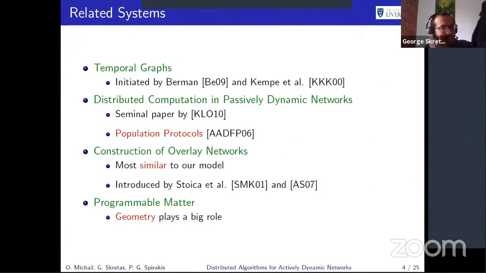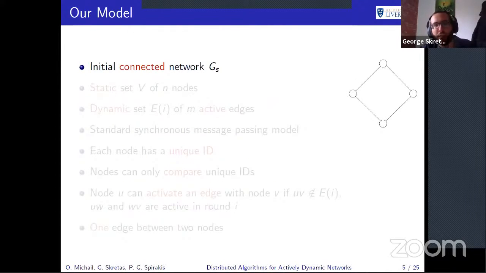So here I have some related systems, obviously temporal graphs, population protocols. I'm not going to stay here because the presentation is quite long. I don't have time. I only just wanted to say that the most similar model that exists to our work is the overlay networks, but even this one has some minor or major modifications that make it different. So let me go to the model.